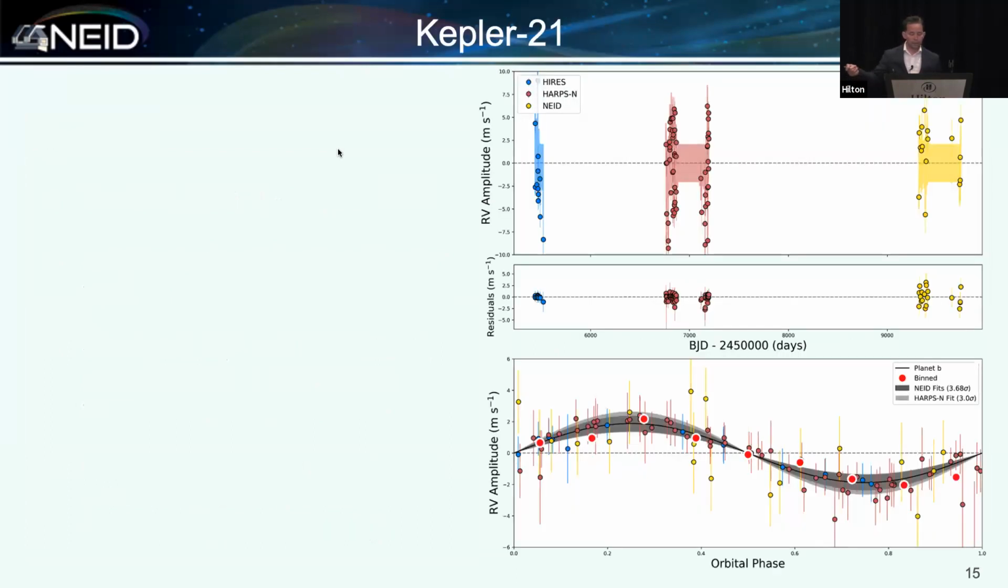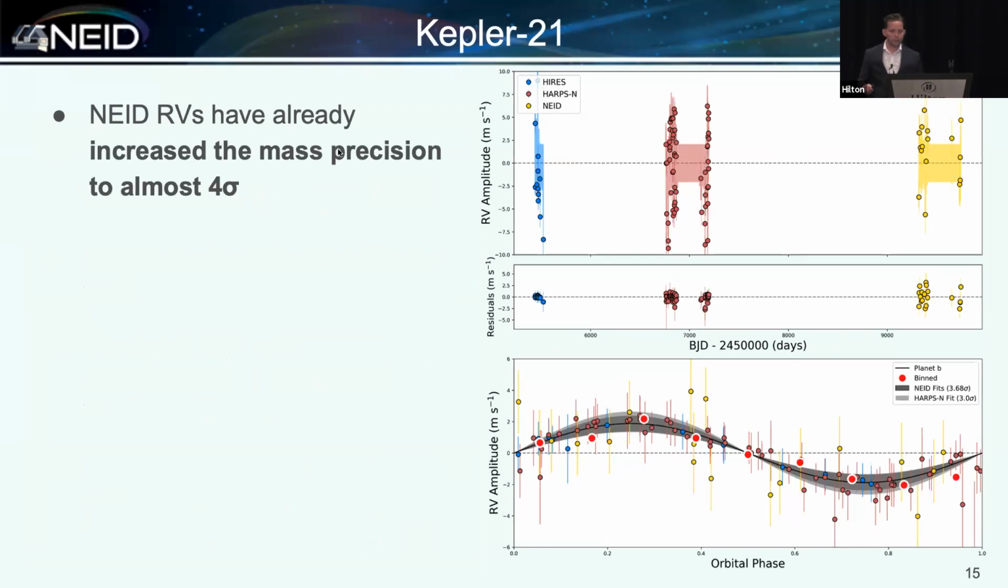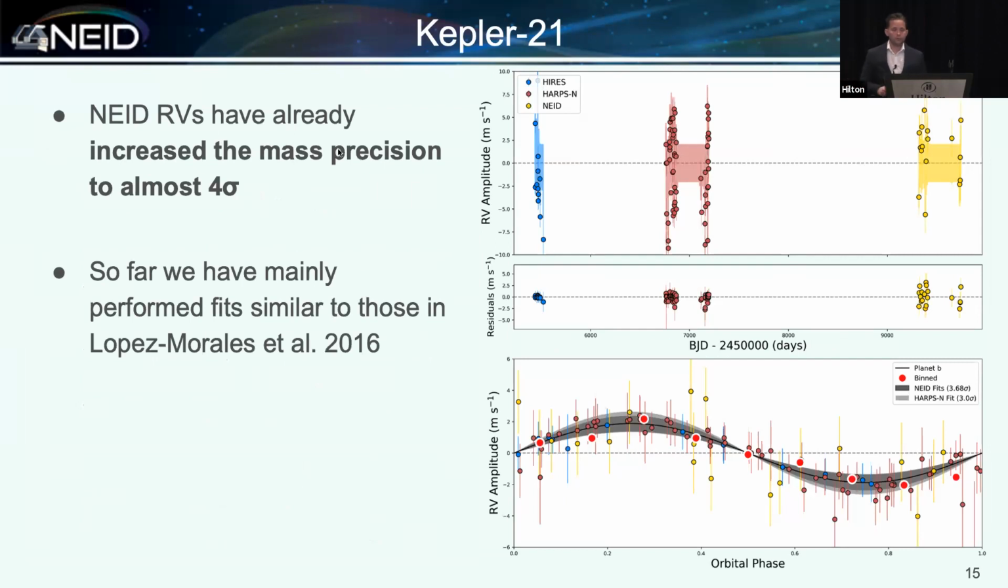Now, for Kepler-21, what's great is that we have already started to increase the mass precision, perhaps unsurprisingly with additional NEID RVs, to almost 4 sigma for this system. But so far, our analysis has been restricted to basically a copy or something very similar to what was done in Lopez Morales et al.